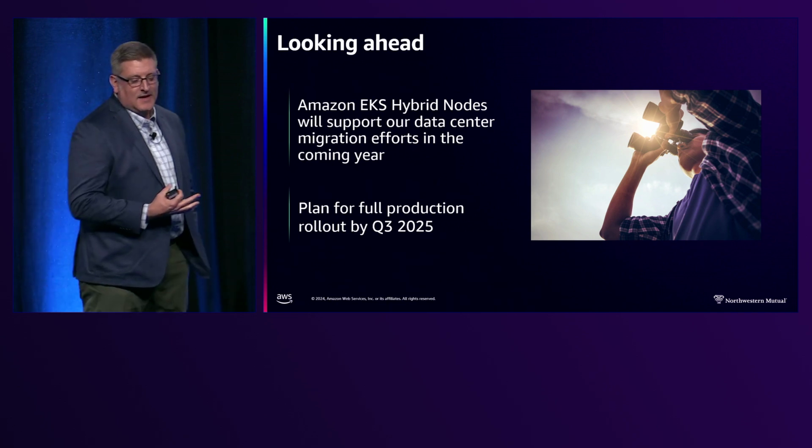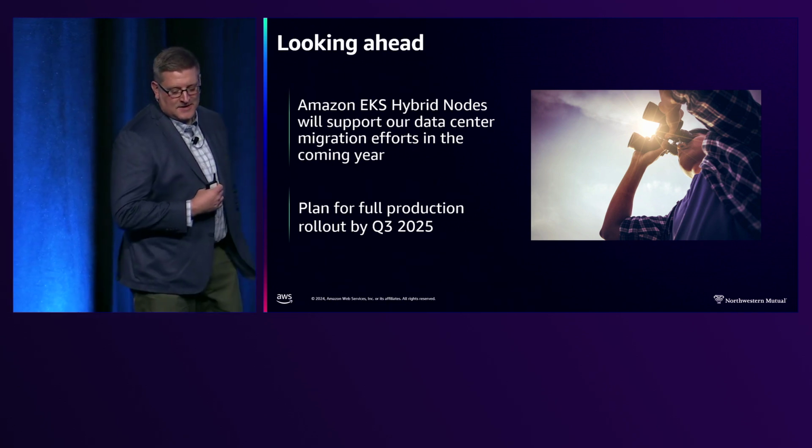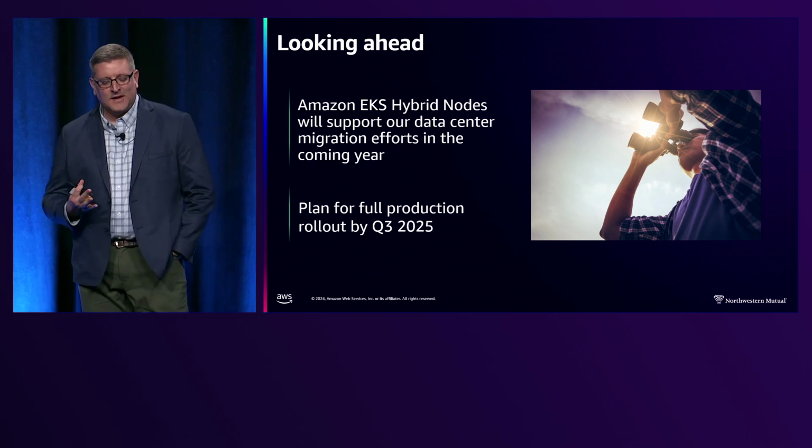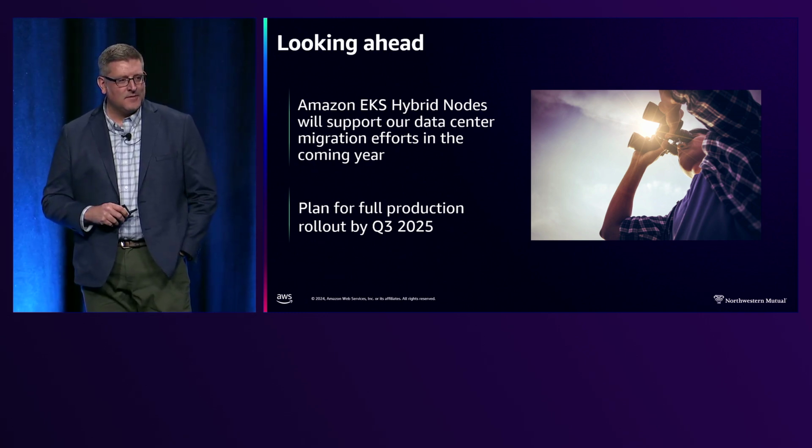So Amazon EKS hybrid nodes will support our data center migration efforts in this upcoming year, and we hope to be fully rolled out to production by Q3.